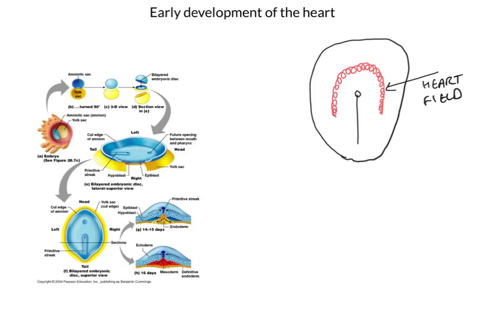So what we're going to do is draw a cross-section through the embryonic disc at this level here. Okay? And we're going to take a slightly closer look at what's going to happen. So we're going to draw our cross-section down here.